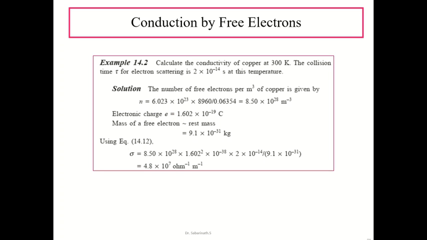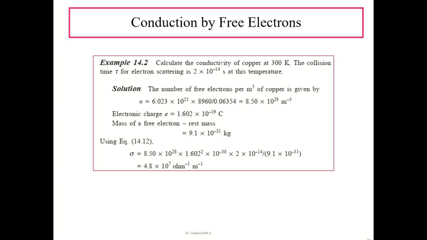Okay, so let's see a problem. You have to calculate the conductivity of copper at 300 Kelvin, and the collision time tau for electron scattering is 2 into 10 raised to minus 14 seconds at this temperature. We are asked to calculate the conductivity of copper. First we have to find the number of free electrons per meter cube of copper, that is the value of n. So n is equal to 6.023 into 10 raised to 23 into 8960 by 0.06354. So in solving we get 8.5 into 10 raised to 28 per meter cube.